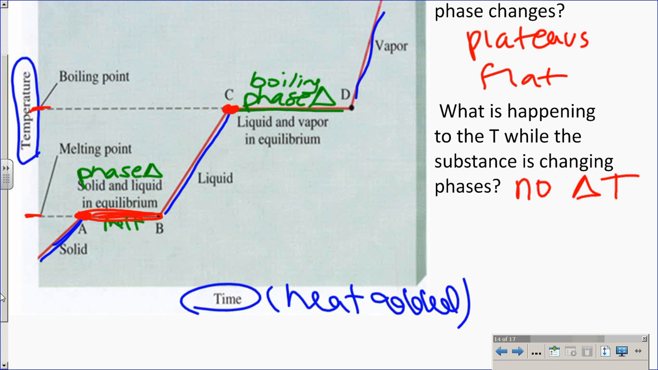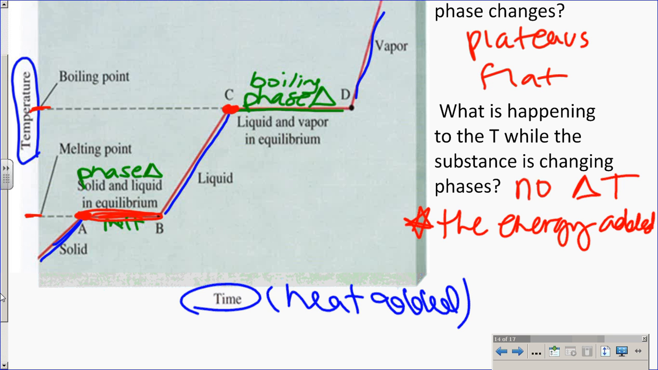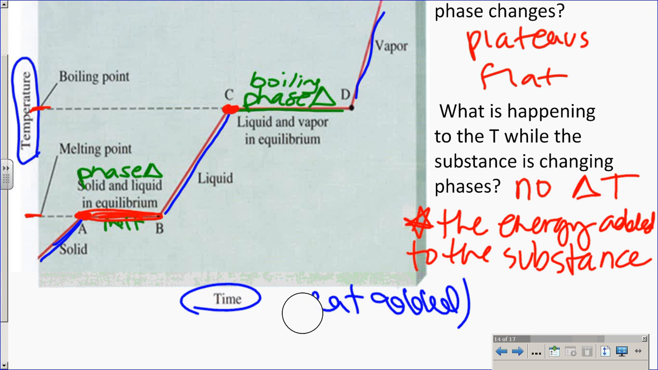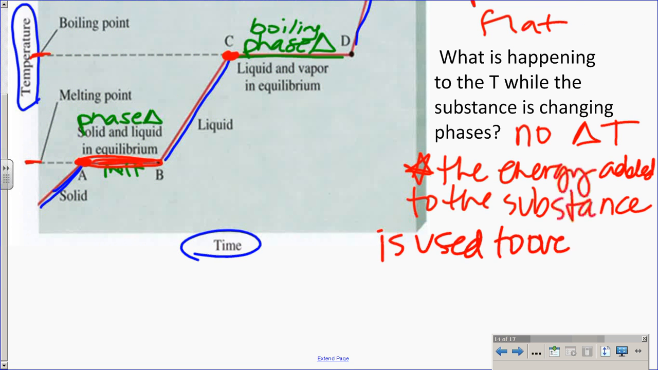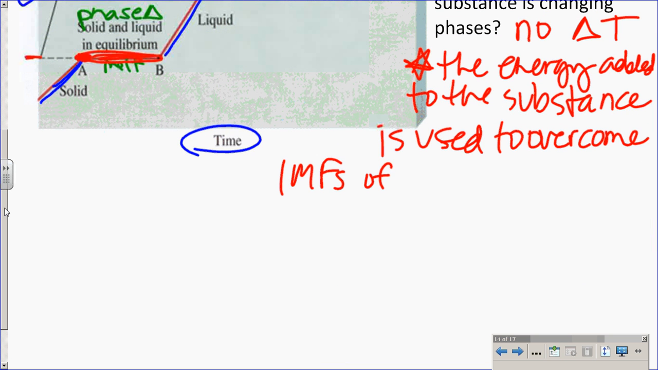Okay, so what's actually happening during the phase change? The energy added, this is the part you need to write down because you'll be expected to explain this again. Okay, the energy added to the substance is used to overcome, I'm going to put IMFs. What does IMFs mean again? Tyler? Listen, what does IMFs mean again? Morgan, IMFs. Thank you. Intermolecular forces.